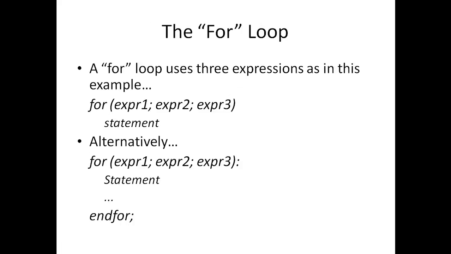The for loop uses three expressions as in this example. For, expression 1, semicolon, expression 2, semicolon, expression 3, and then it's followed by statements. Alternatively, you could do for expression 1, semicolon, expression 2, semicolon, expression 3, statement, statement, statement, end for, semicolon. Of course, you can put braces around statements just like we saw in the while and do while loops.